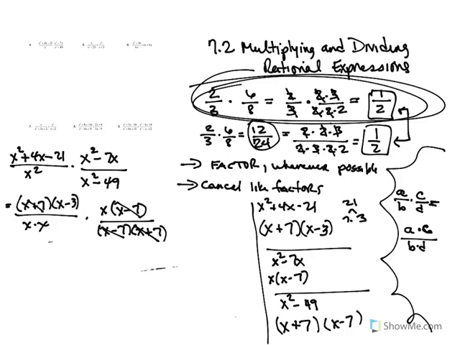So x plus 7 times x minus 3 times x minus 7 are all tops. The bottoms are x times x, x minus 7, and x plus 7. So these x plus 7s cancel because one's up and one's down. And when we look at it, we can also cancel an x with an x, right? Or you could have kept the x squared and just used your rule of subtraction. So when we bring this back together, we have x minus 3 over x. And that's it. Final answer.